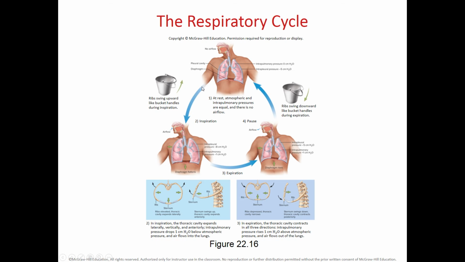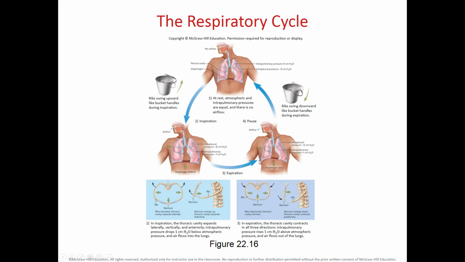So when you are inhaling, it is like when you are holding a bucket from its handle, and you move it upward. So in this case, your ribs will swing upward, and then you expand your thoracic cavity. Together with the flattening of the diaphragm, you will have an increase in the anterior-posterior direction that you can see and the lateral direction.